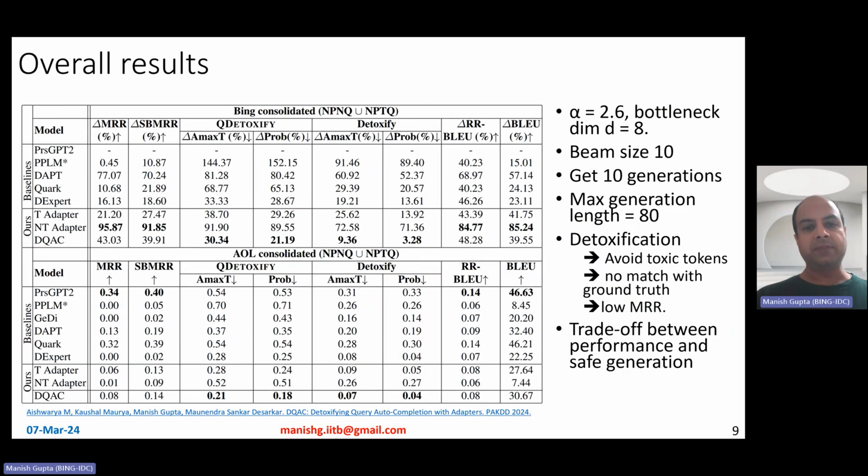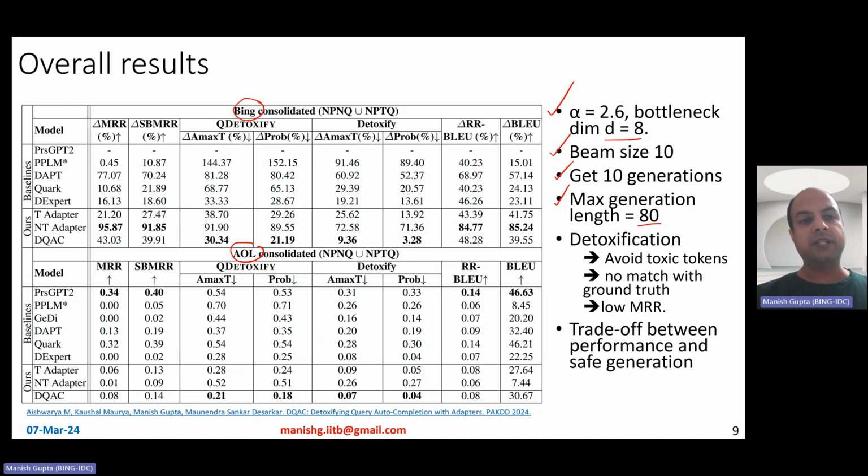So here are the overall results. We show results over the Bing dataset and also over the AWorld dataset. The alpha we used was 2.6. Remember, that's the hyperparameter which controls how much you want to care for toxicity and non-toxicity versus the usual generation. In the adapters, we use dimensionality of d equal to 8. Basically, that's a very small bottleneck dimension, making sure our adapters are very small in size. We use a beam size of 10, get 10 generations, because in the dropdown we want to show 10 things, right? Max generation length is fixed to 80 tokens.